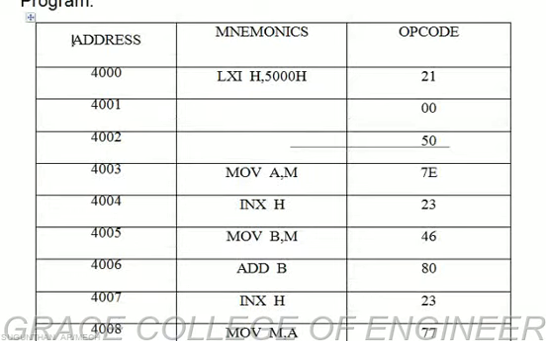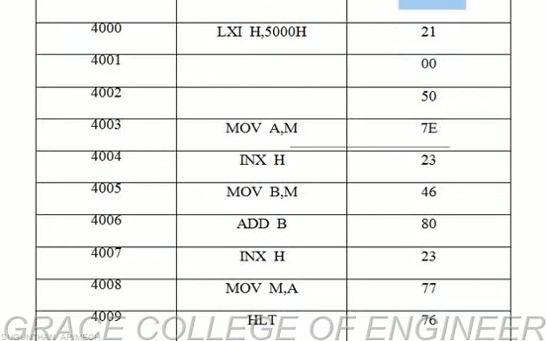So address, mnemonics and opcode. We enter mnemonics or opcode; here we enter the opcode only. First address is 4000, mnemonics LXI H, 5000H. The corresponding opcode is 21.